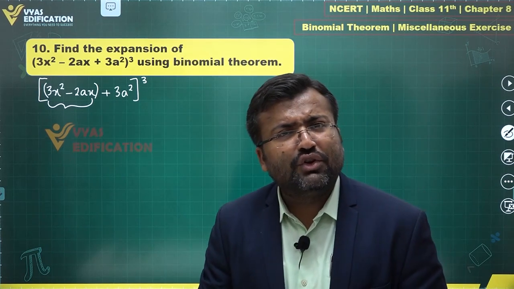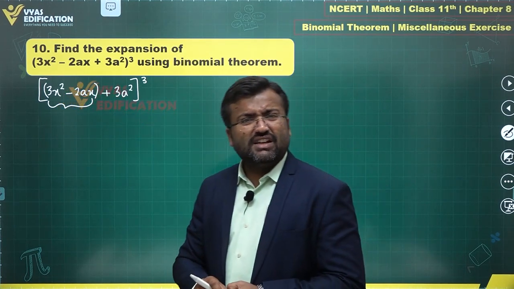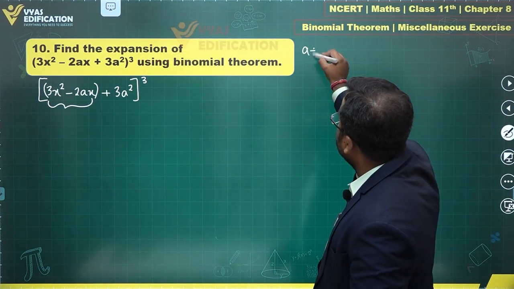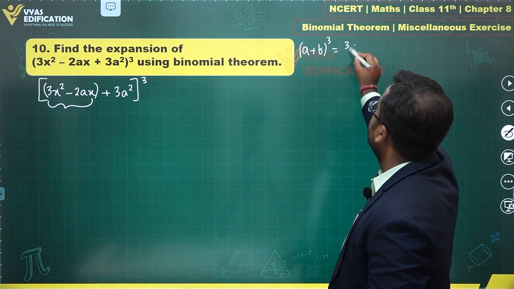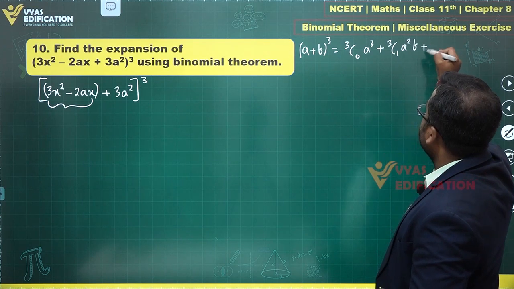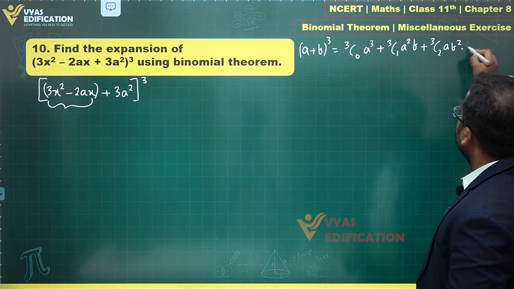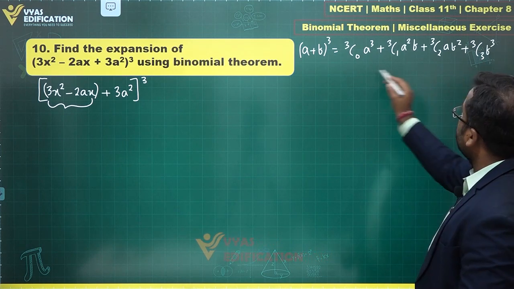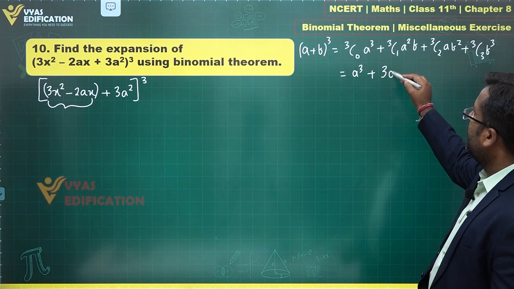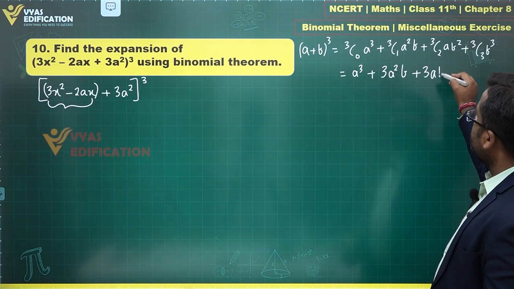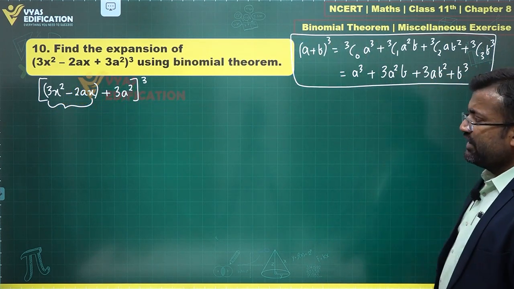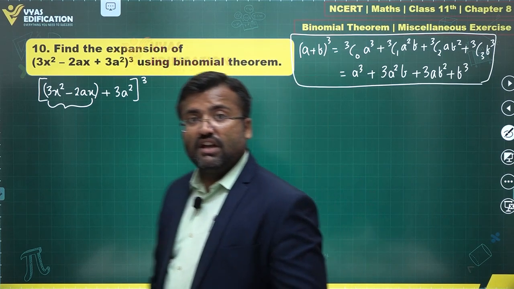A plus b whole cube is pretty simple. This is a cube plus 3a square b plus 3ab square plus b cube. Using binomial theorem once again, a plus b whole power 3 is nothing but 3c0 a power 3 plus 3c1 a square b plus 3c2 a b square plus 3c3 b power 3, which simplifies to a cube plus 3a square b plus 3ab square plus b power 3. Why not use this directly? Obviously we'll use this directly, since we know this.